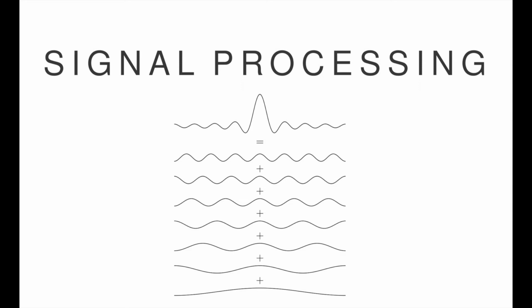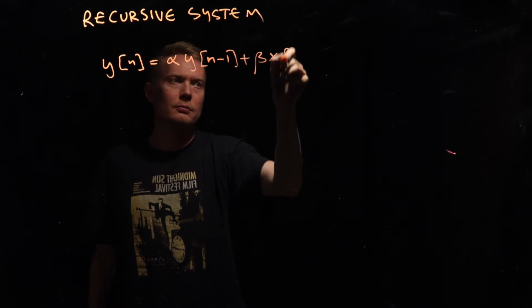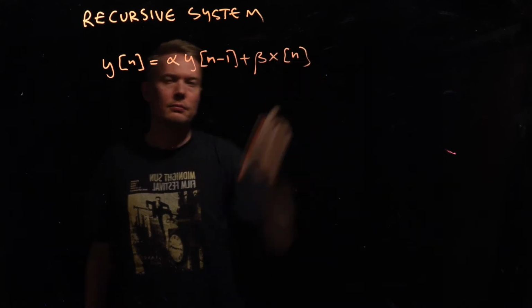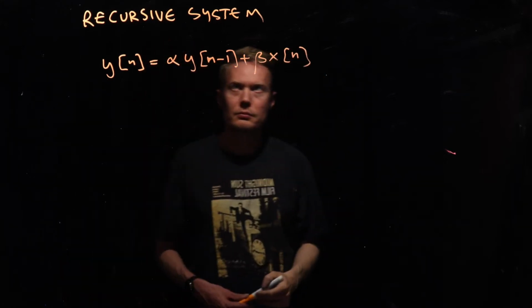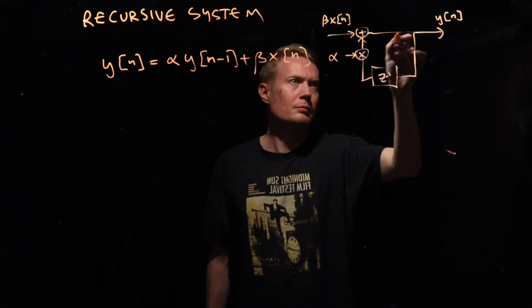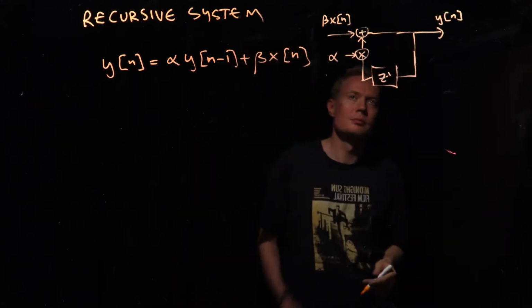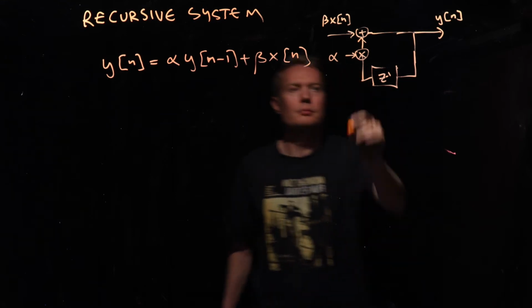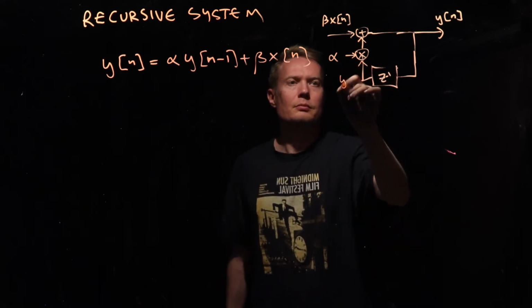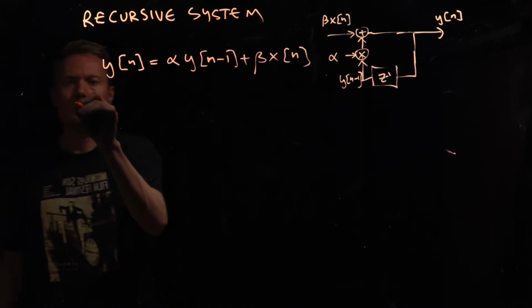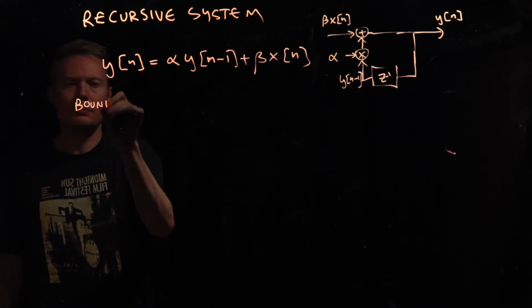In this lecture, we're going to investigate the linearity and time invariance of a recursive system like this. This is also sometimes called an infinite impulse response filter. This system is recursive because the output of the system, y of n, is fed back into the system with a time delay.